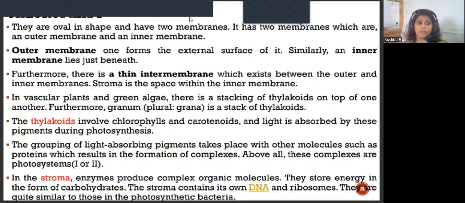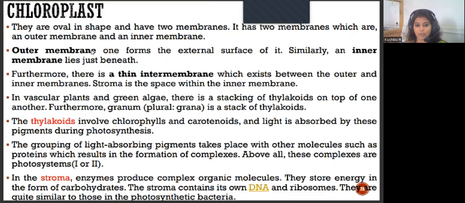Then comes the chloroplast. Chloroplasts are oval shaped double membrane organelles. Here, the outer membrane is the outermost surface, and the inner membrane is just below that. The stroma is the space within the inner membrane.